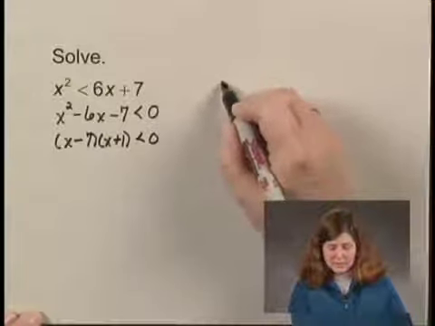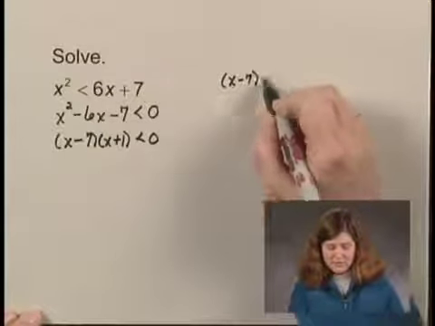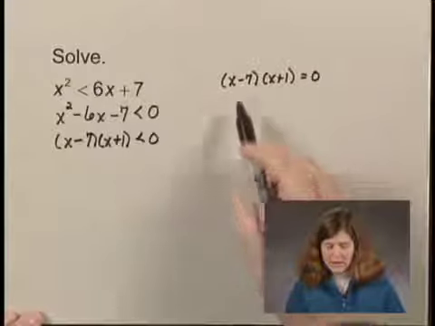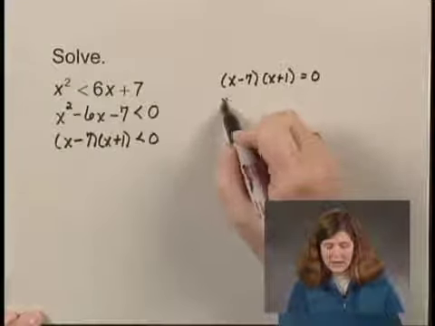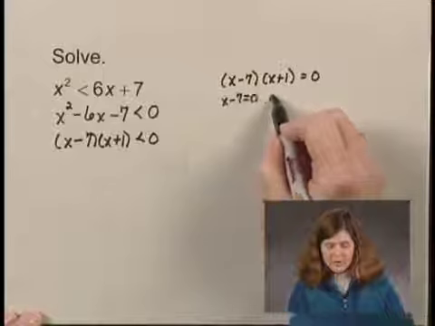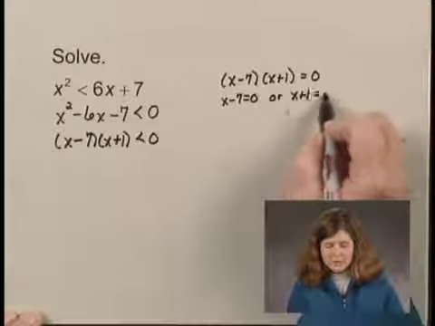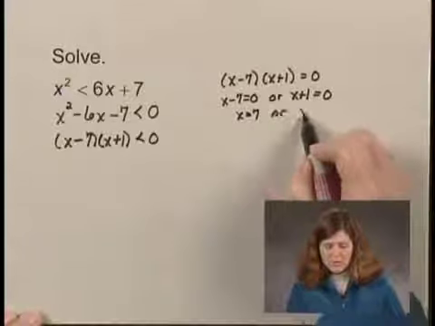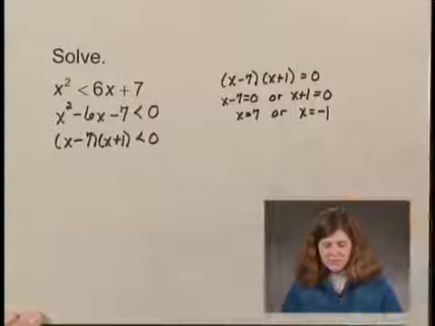So I set x minus 7 times x plus 1 equal to 0. And solving that, I would get x minus 7 equals 0, or x plus 1 equals 0, which means x equals 7, or x equals negative 1.